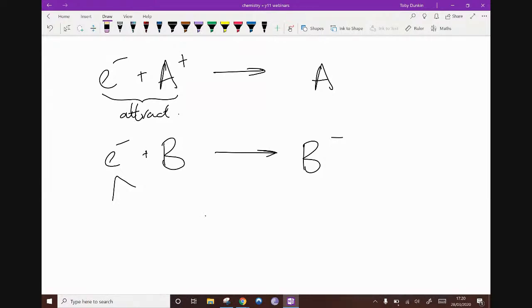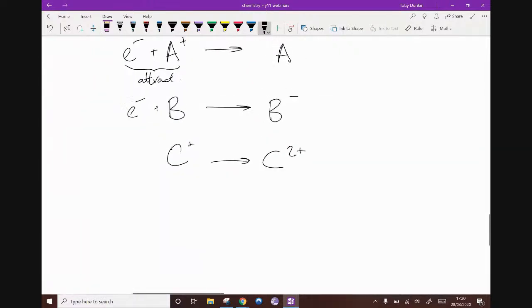Let's give you an even trickier one. What happens if I gave you C plus going to C2 plus? Which side does the electron go on, Ips? Is it to C plus or C2 plus? Let's see if you can get it.